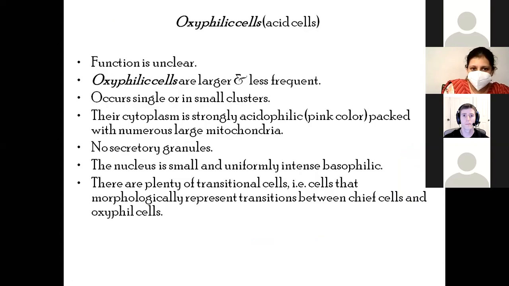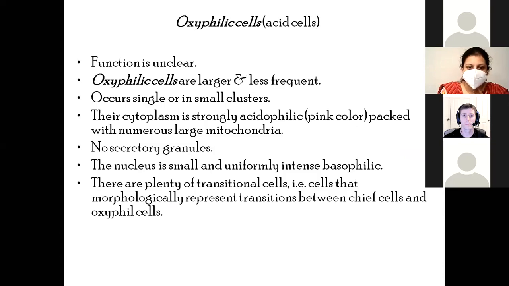Okay, oxyphil cells, the other cells which are present, their function is basically quite unclear. They are large and less frequent, and they occur in small clusters. Their cytoplasm is strongly acidophilic and they are packed with large mitochondria, and there are no secretory granules present like those present in the chief cells. The nucleus is small and uniformly intensely basophilic.